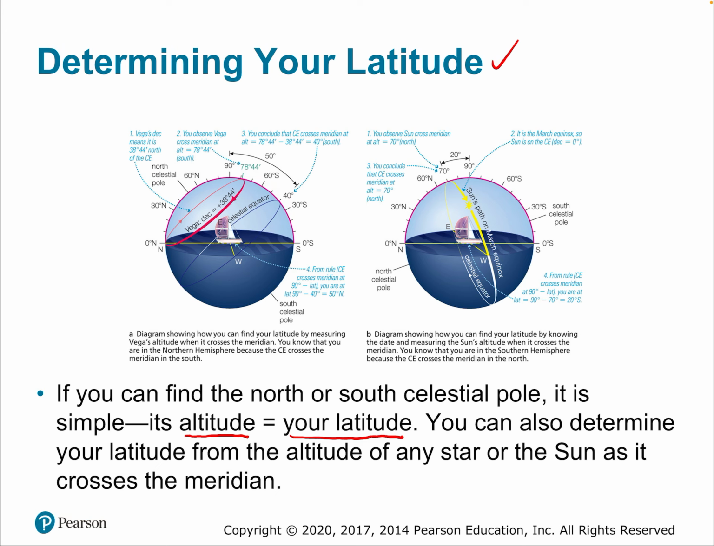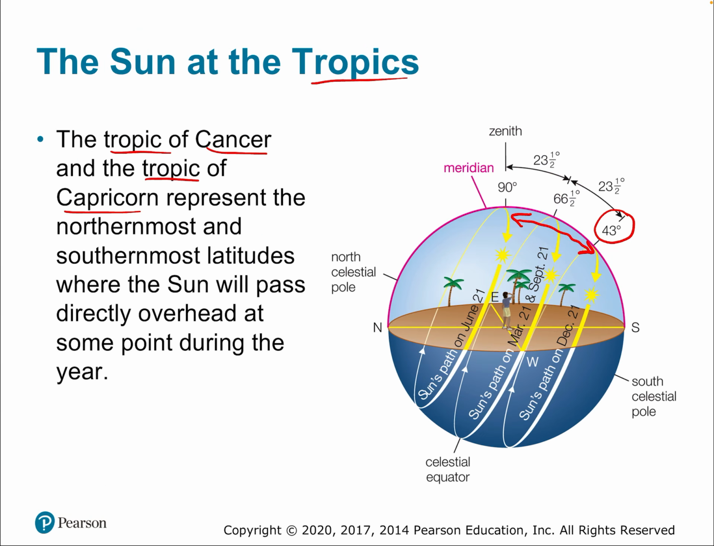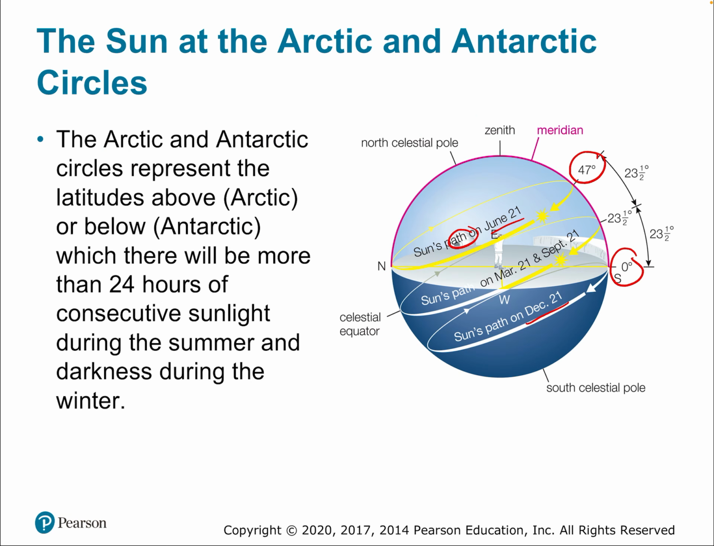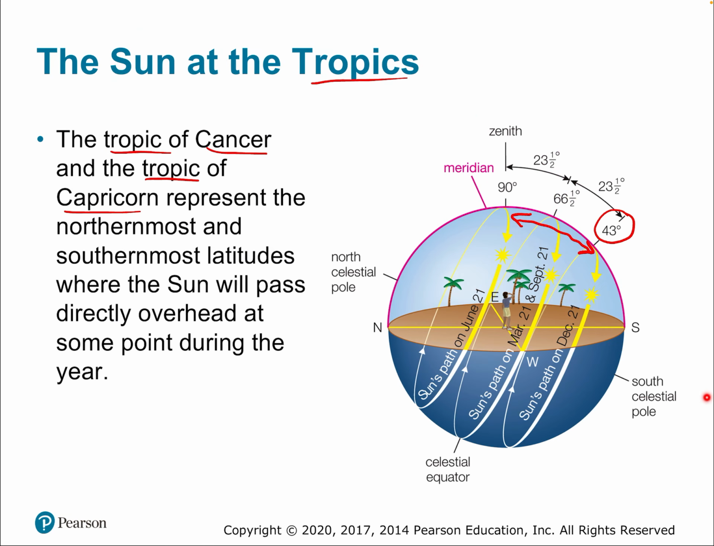You can also determine your latitude from the altitude of any star or the sun as it crosses the meridian, all right? Because then you can look it up and say, on this particular day, think the sun, for example, right? We talked about this idea quite a bit, so let's go back. Let's look at this person on the Tropic of Cancer. Well, they know on a particular day, say December 21st, that the sun is going to reach a latitude of, what was this one? This one was the Tropic of Cancer. Oh, so 23 and a half degrees above the equator.